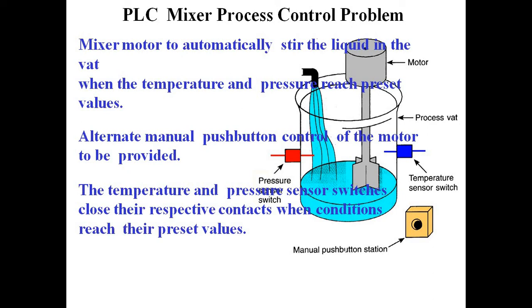When the temperature and pressure reach a preset value, the manual push button of the motor is provided as an alternate. The temperature and pressure switches close their respective contacts when conditions reach their preset value. Here is the manual switch button, here the temperature sensor, that means LM35, then the pressure sensor, and then the liquid flow. Here the motor and mixtures.